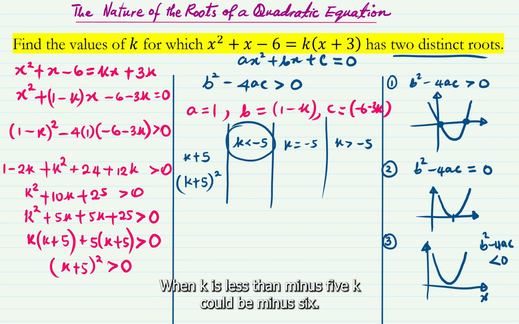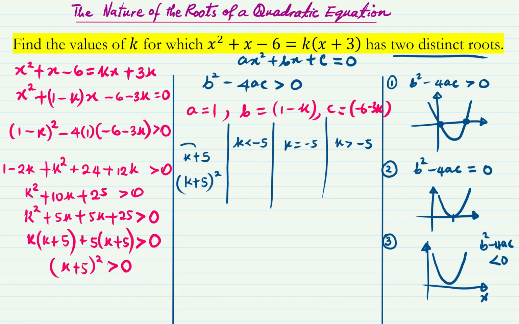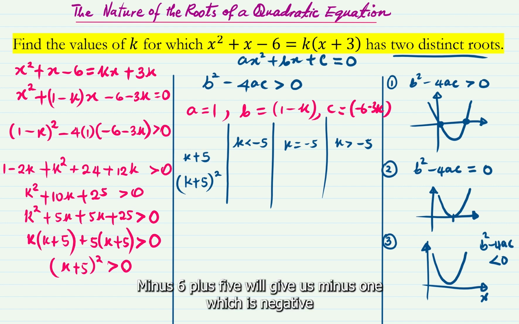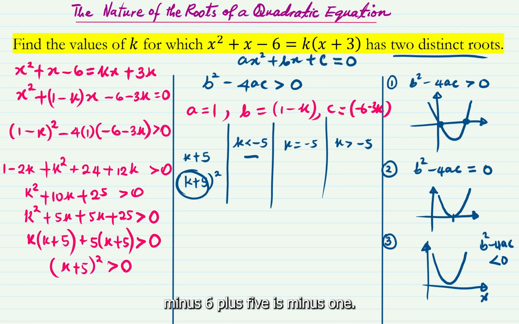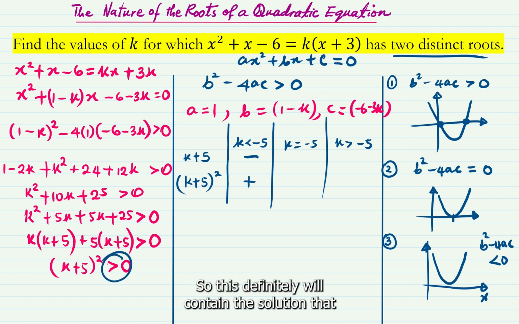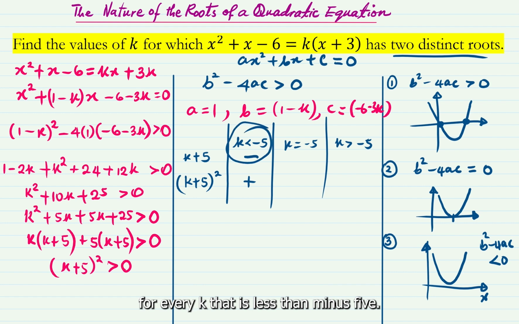When k is less than minus 5, k could be minus 6. Minus 6 plus 5 will give us minus 1, which is negative. Minus 6 plus 5 is minus 1, but when we square it, it becomes positive. Okay? This is positive. So this definitely will contain the solution. That's for every k that is less than minus 5.